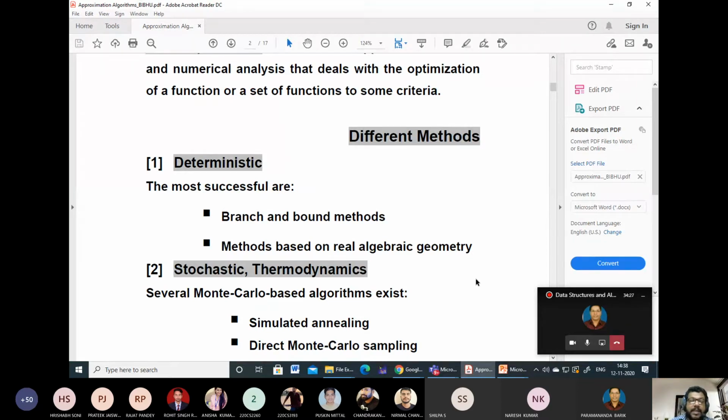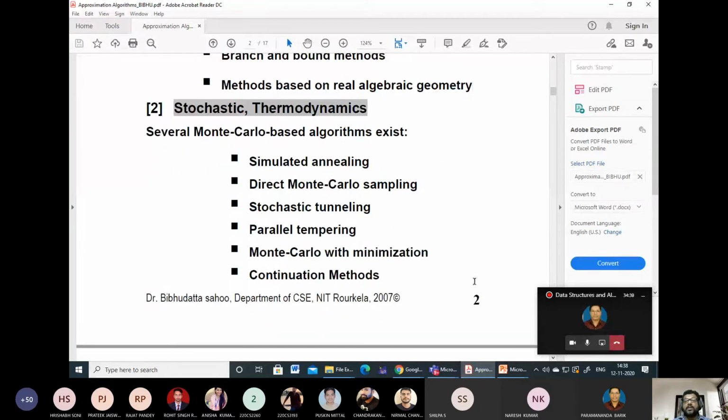Then the second category of problem is stochastic or thermodynamics. Why do some authors use the term thermodynamics? That is because of the method simulated annealing. Simulated annealing is based on the cooling down of molten metal. A metal at high temperature is melted, and when it starts cooling, it is approaching the solution, but the cooling phenomenon is not uniform, it is random. So that is why the thermodynamics term is there.